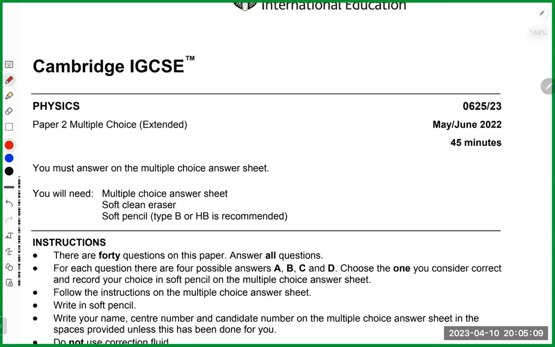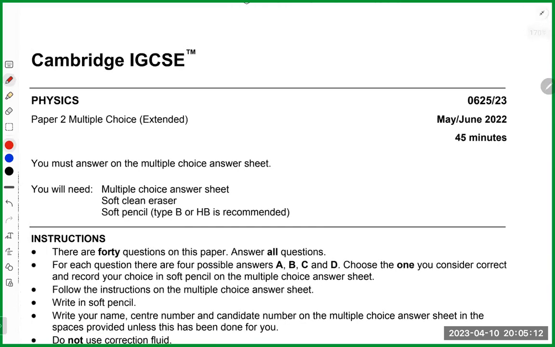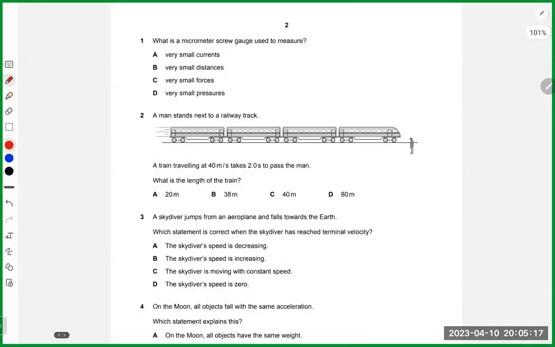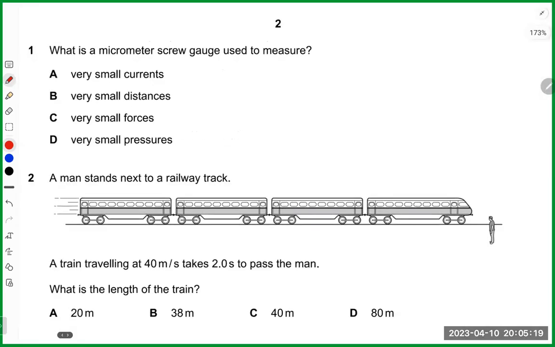Okay, we are doing this May June paper 22 23. Now, first question, what is micrometer? Micrometer is a device that is used to measure very small diameters of wire or diameter of hair or thickness of paper. So obviously it is not used to measure current, small distances. Yes, diameters, thicknesses, they are all also distances, not force, not pressure. So answer has to be B.